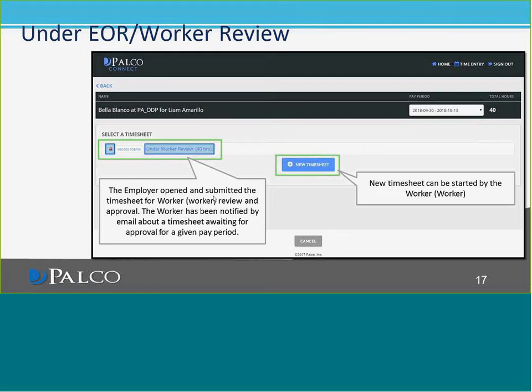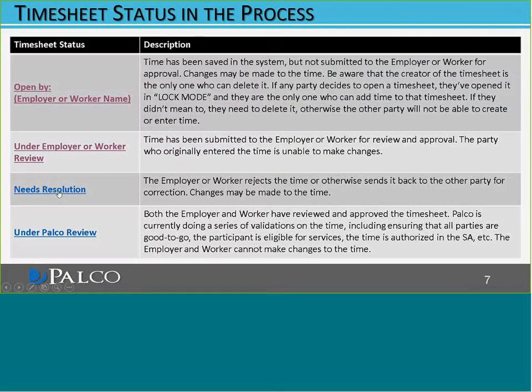The email says something like this: you have a timesheet awaiting approval from and the date, which is the pay period. Please log in, and we're going to give you the link so you can log in to review that timesheet. And the other part of the message will be, if you do not approve your timesheet on time by the deadline, your payment will be delayed. So it's really important. Anytime you receive a notification about your timesheet, go ahead, log in, check what's going on with your timesheet. Okay? The next status is needs resolution.